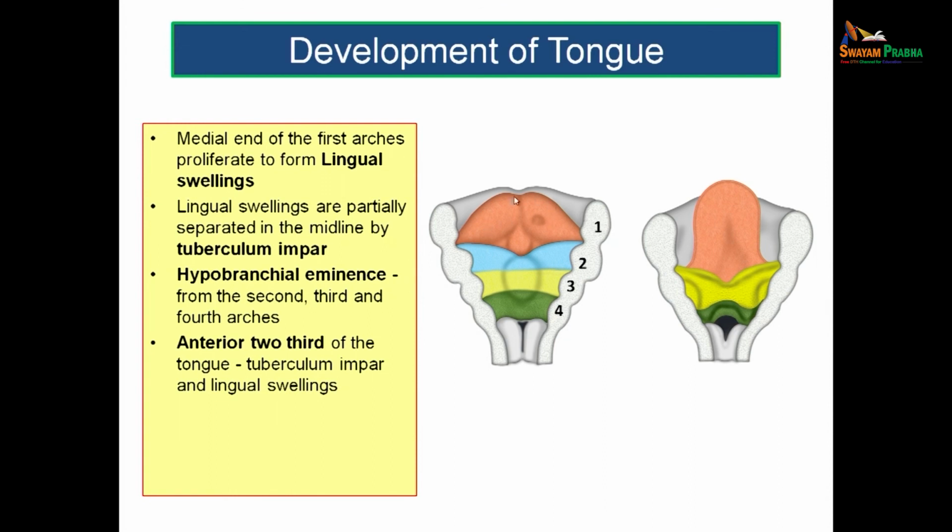So for the formation of the tongue, you have the four arches on either side. From the first arch you have the lingual swellings, and the tuberculum impar is also lying in this region. Then the second, third and fourth arches give rise to a prominence known as the hypobranchial eminence. So let's see what the derivatives of these structures are. The anterior two-third of the tongue, this is slightly orange in color, is formed from the two lingual swellings and the tuberculum impar. Just concentrate on the colors. Now, what about the posterior one-third?